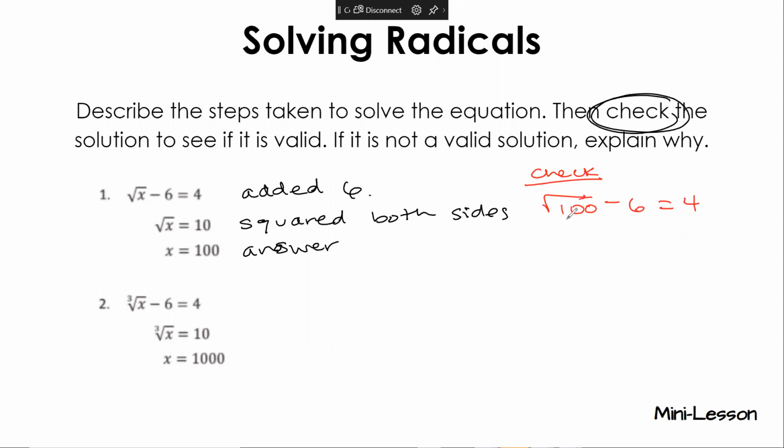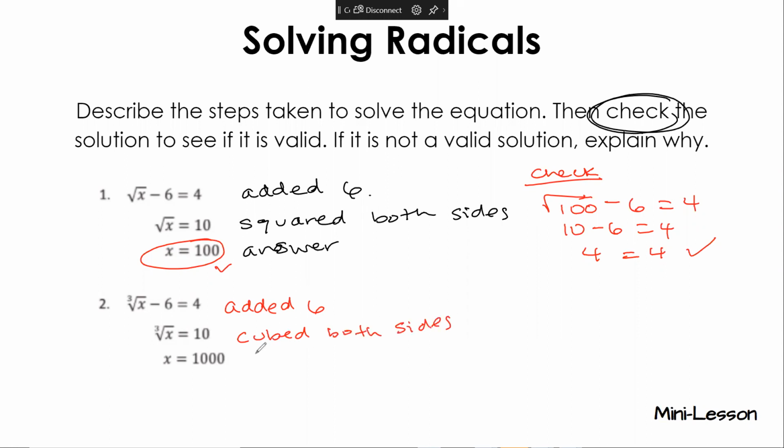So now we're going to check that work. So what's the square root of 100? 10. And 10 minus 6 is 4. Is 4 equal to 4? Yeah. So then x equals 100 is a correct answer. All right, what did they do from here to here? They added the 6. What did they do from here to here? Cubed both sides. And then that final step is the answer, right?